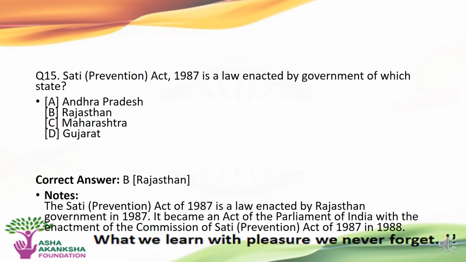The next question is, the Sati Prevention Act 1987 is a law enacted by the government of which state? Options are A. Andhra Pradesh, B. Rajasthan, C. Maharashtra or D. Gujarat. The correct answer is option B. That is Rajasthan. The Sati Prevention Act of 1987 is a law enacted by the Rajasthan government in 1987. It became an act of the Parliament of India. The enactment of the Commission of Sati Prevention Act of 1987.